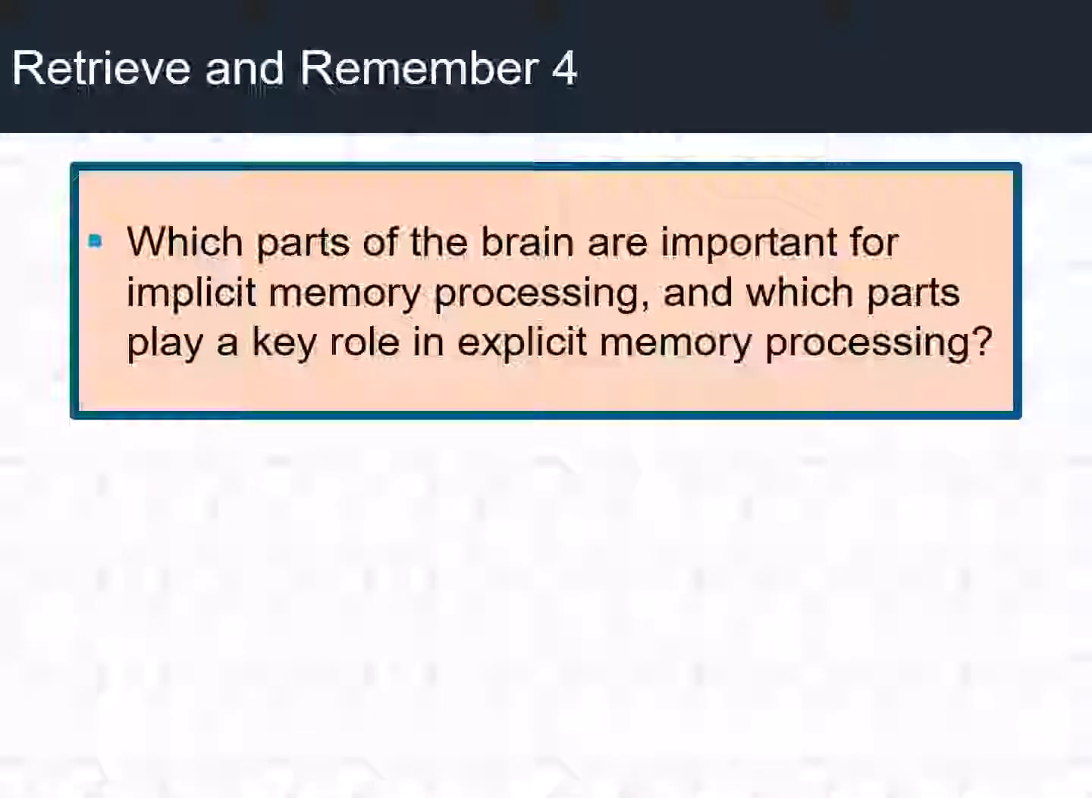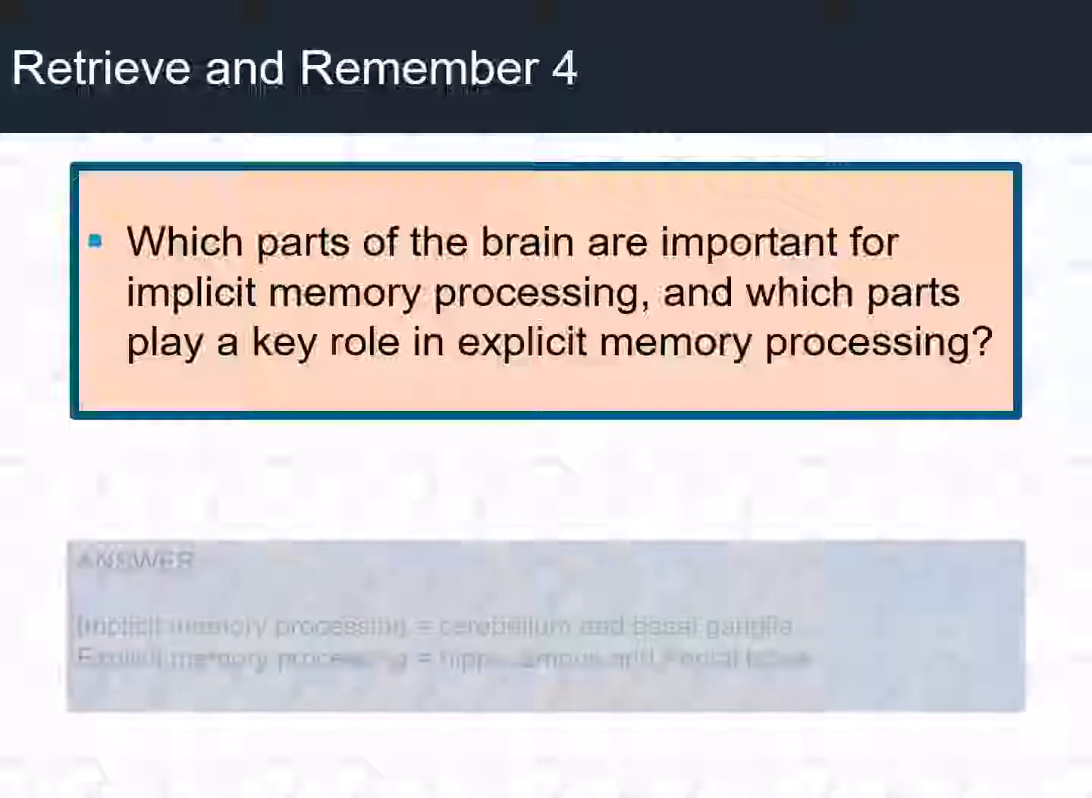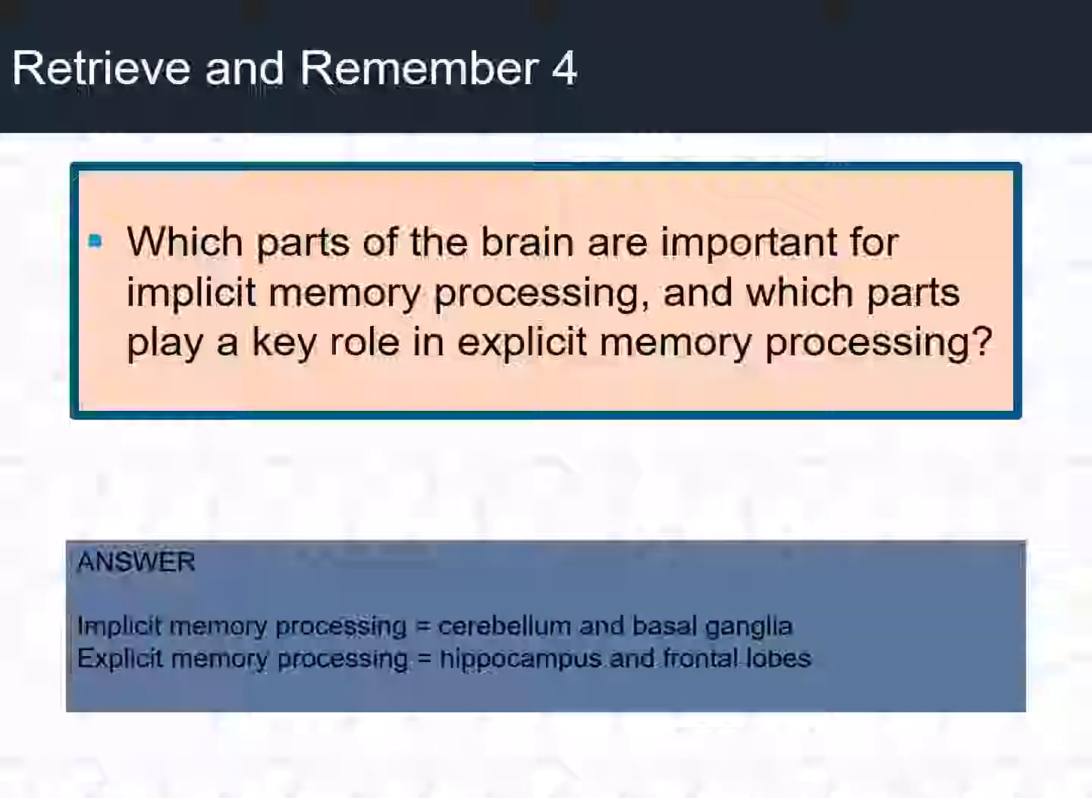So just to quiz yourself, which parts of the brain are important for implicit memory processing, and which parts play a key role in explicit memory processing? Answer: for implicit memory processing, it involves the cerebellum and the basal ganglia. For explicit memory processing, it involves the hippocampus and the frontal lobes.